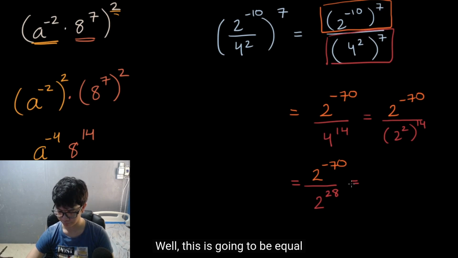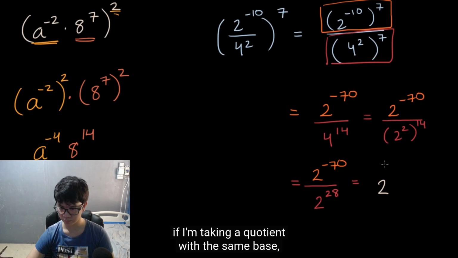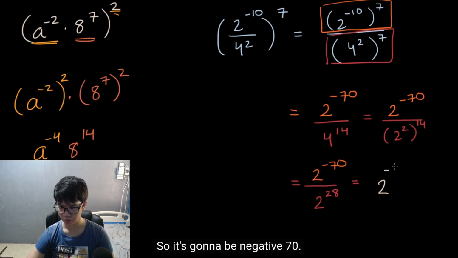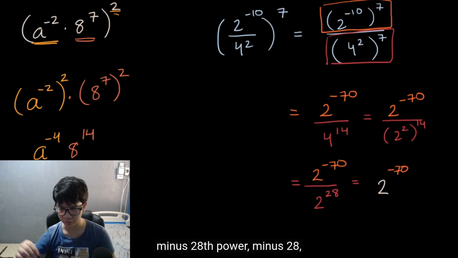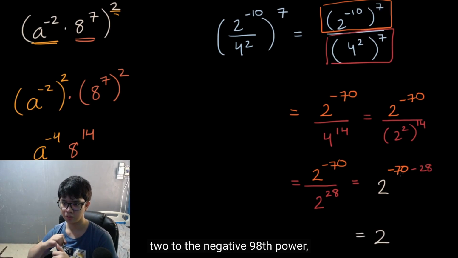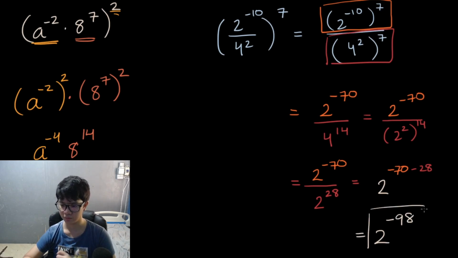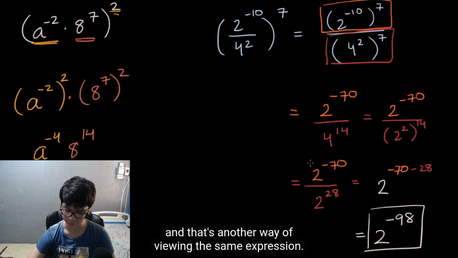Yeah. Well, if I'm taking a quotient with the same base, I can subtract the exponent. So it's going to be negative 70 minus 28, and so this is going to simplify to 2 to the negative 98th power. And that's another way of viewing the same expression.